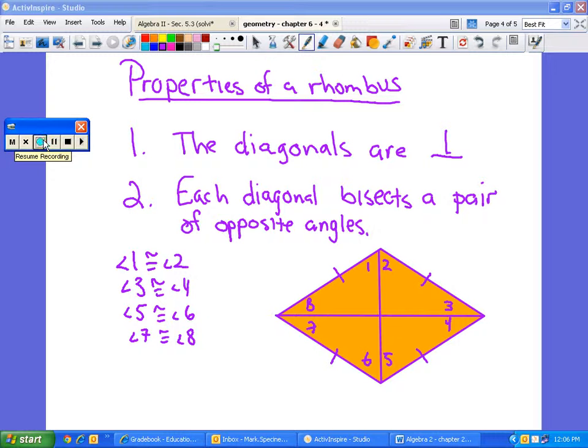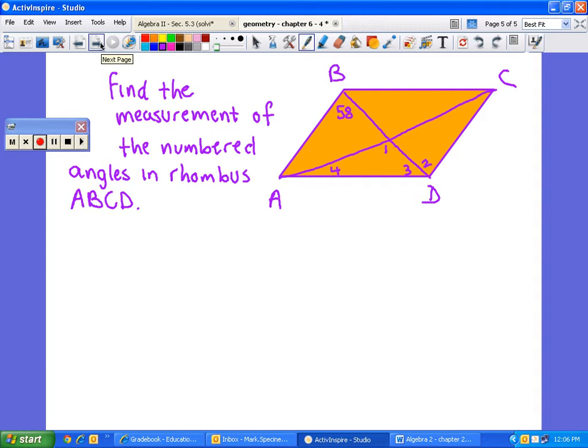Okay, does anybody have any questions? Okay. Alright, now we can go on and do this problem, now that we know those two properties of rhombuses. Alright. Riley, can you please pick one of those four angles, I don't care which one, and tell me its measure, and then tell me how you know it is what it is.